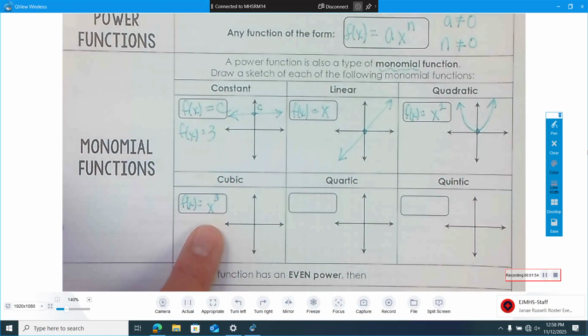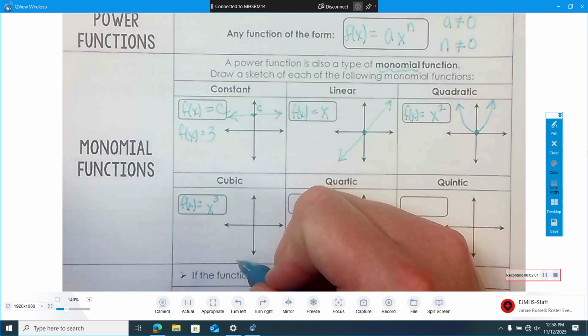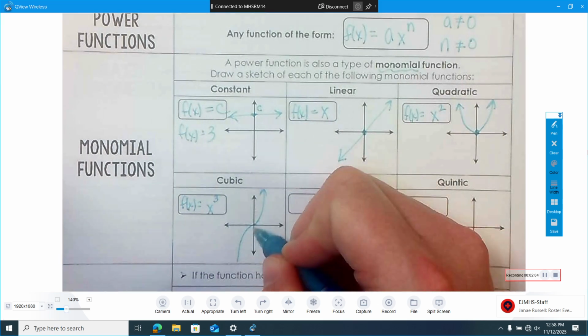What does x to the 3rd power look like? It's like a stretchy S thingy. So it goes and it's got this nice little graceful curve.